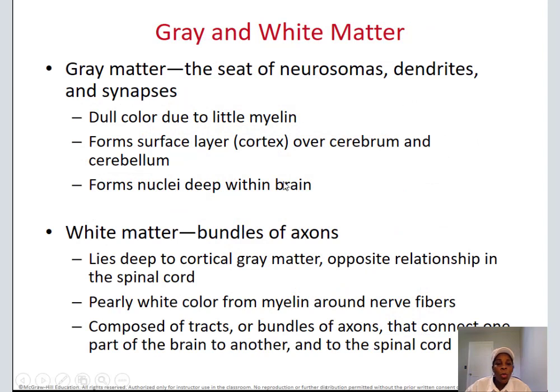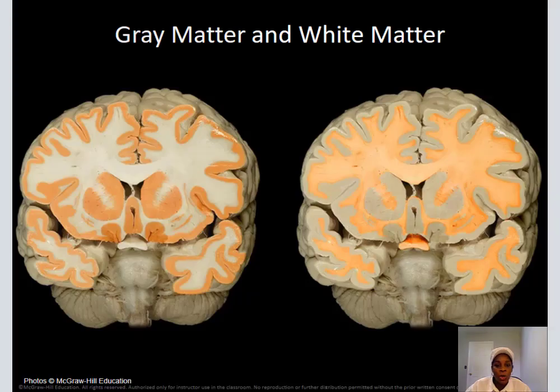So the gray matter and white matter, we talked about this before. We say the gray matter is where the neurosomas are, and the white matter is the bundle of axons, just like in the spinal cord, right? The neurosoma and the dendrites. So what makes the gray matter gray again? The cell bodies. What makes the white matter white? The axons of the neurons. So look at the gray matter here, right? You see the white matter and the gray matter. The gray matter here is on top, on the cortex. In the spinal cord it's the opposite. Remember, the gray matter was the butterfly inside in the middle.